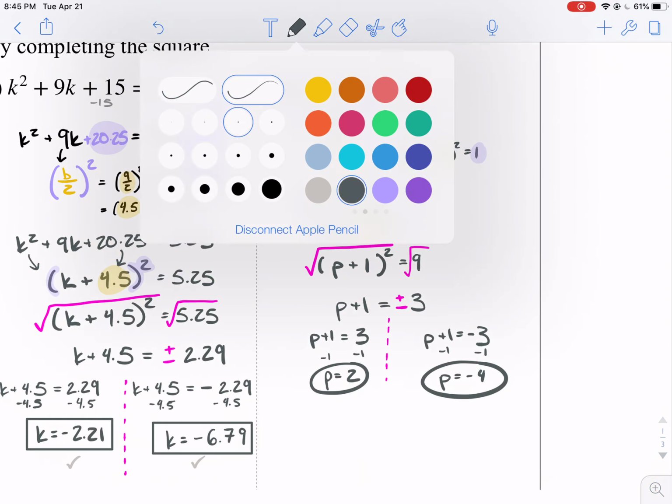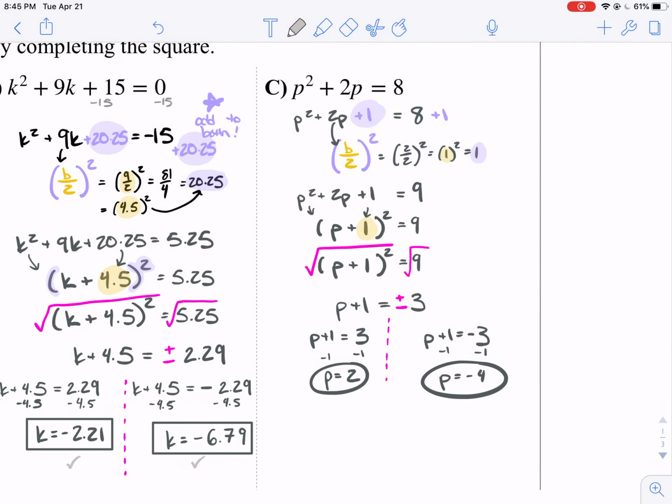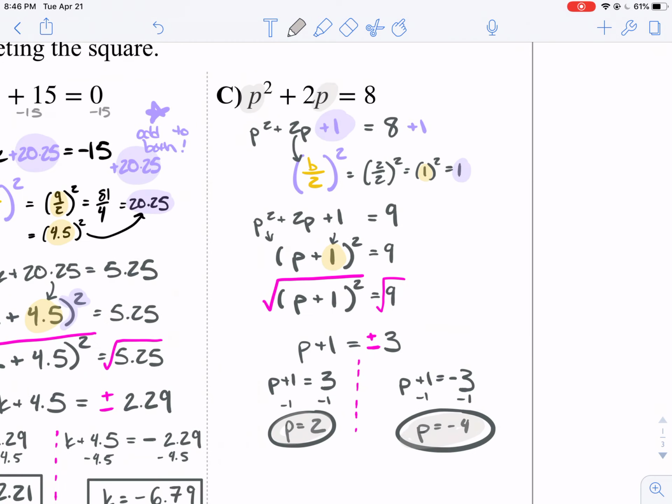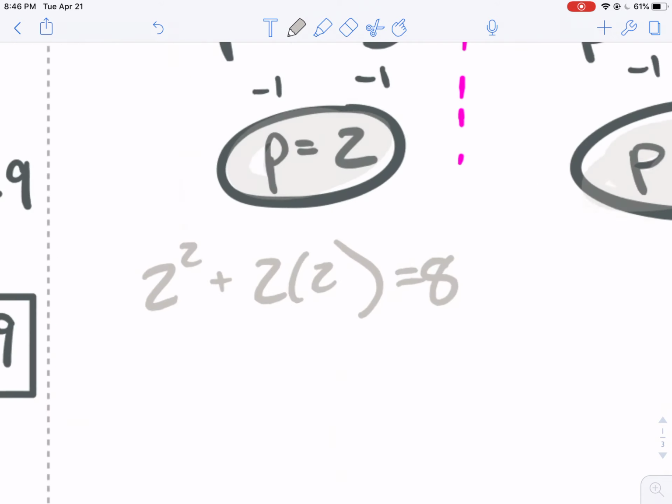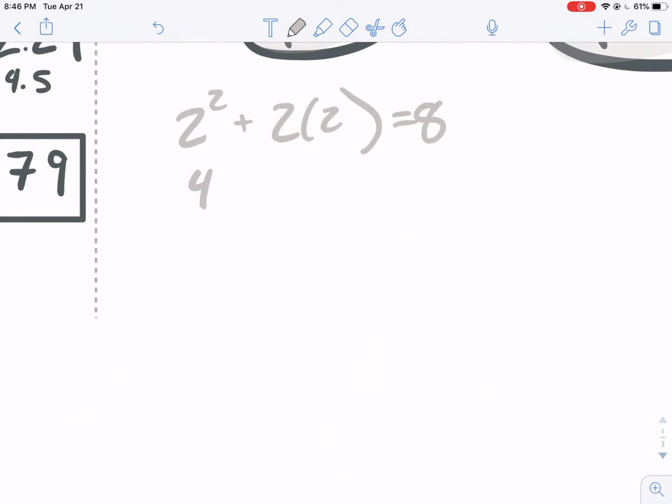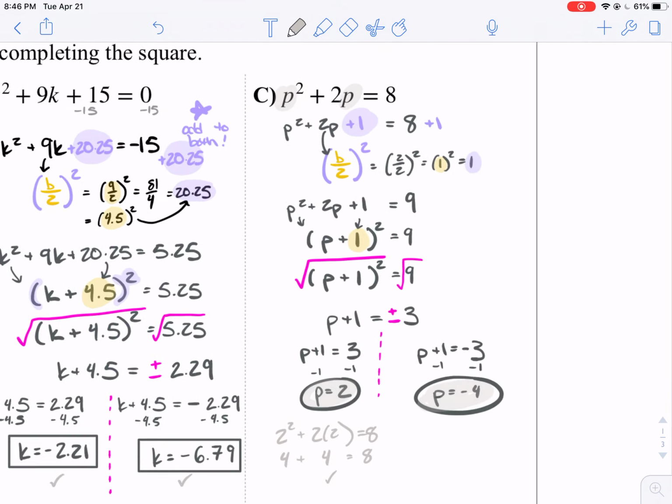Let's go ahead and check our work real quick. If we want to check that we did this correctly, we're going to take what we got for p and plug it back in to our original equation. So is it true that 2 squared plus 2 times 2 equals 8? Well, let's find out. So 4 plus 4 equals 8. Awesome. Let's check our other solution.